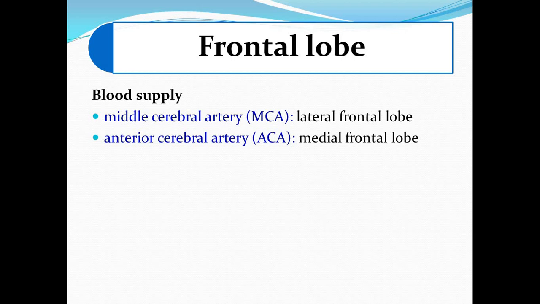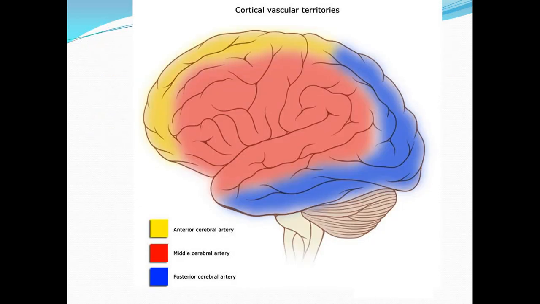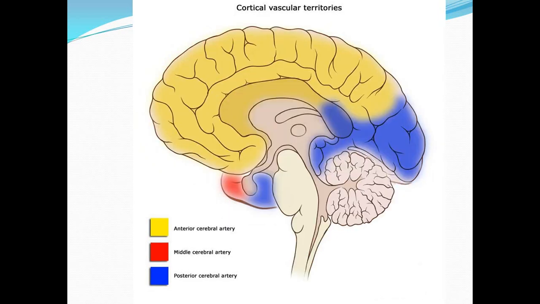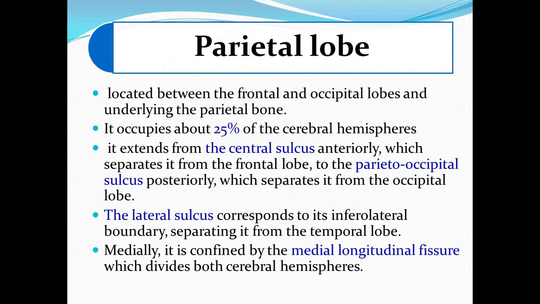The blood supply to the frontal lobe is via the middle cerebral artery, which supplies mainly the lateral area of the frontal lobe, and the anterior cerebral artery, which supplies the medial frontal lobe. This illustration shows the blood supply to the frontal lobe. This area is all the frontal lobe. The most anterior part is supplied by the anterior cerebral artery, and the most lateral part is supplied by the middle cerebral artery. The medial part is supplied by the anterior cerebral artery.